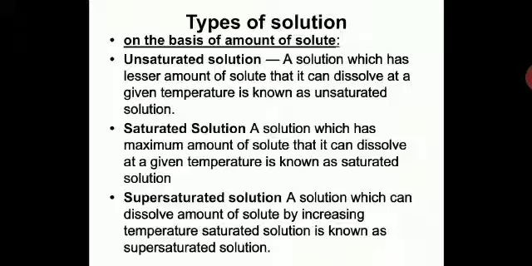So when you are using less, that is unsaturated. When you are using in excess at a point where it will not take up any more, that will be a saturation point. So that will be the excess level of solute we are using. And the third, supersaturation, is going beyond saturation level. How it will go beyond saturation level, we will see now. So now unsaturated solution, a solution which has lesser amount of solute than it can dissolve at a given temperature, is known as unsaturated solution.